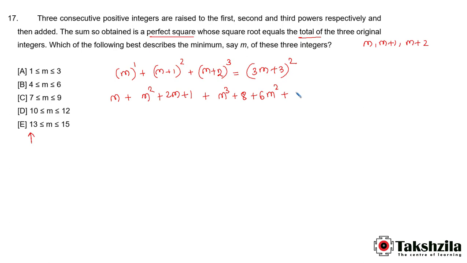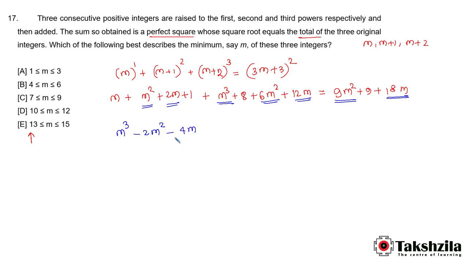plus 6, 3 times 2 times m square, then 3 times 4 times 12m is equal to, this is going to be how much, 9m square plus 9 plus 18m. So let's solve this further. This m cube is going to be as it is over here. So this 6m square plus 1, that is 7m square, minus 9m square, that is minus 2m square. After that, 12m plus 2m is 14m, minus 18m is minus 4m.